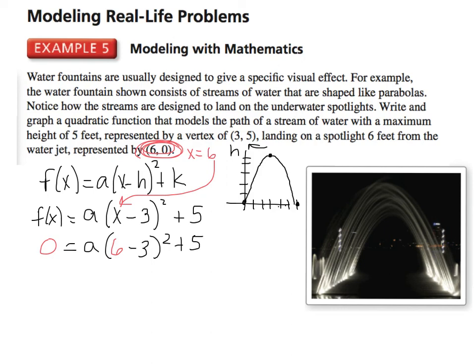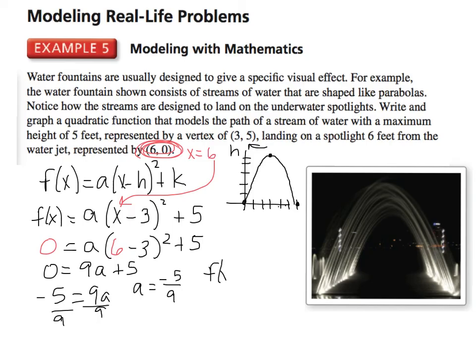And now I just solve for a. So 0 equals 6 minus 3 is 3 squared is 9a plus 5 equals 0. I subtract 5. I divide by 9. My a value is negative 5/9. So I plug that into my formula. F of x equals negative 5/9 multiplied by x minus 3 squared plus 5 would be the equation that would represent the path of the stream of water.